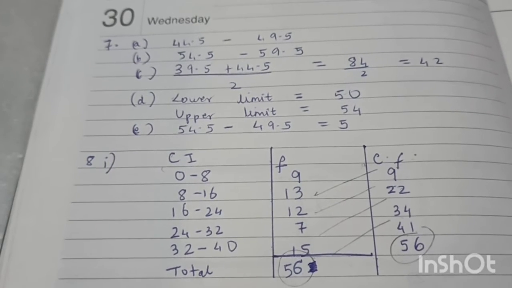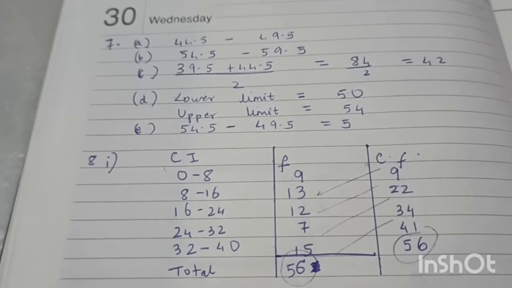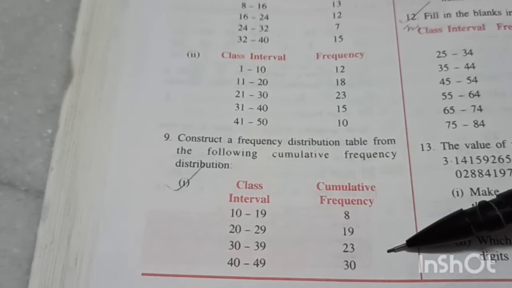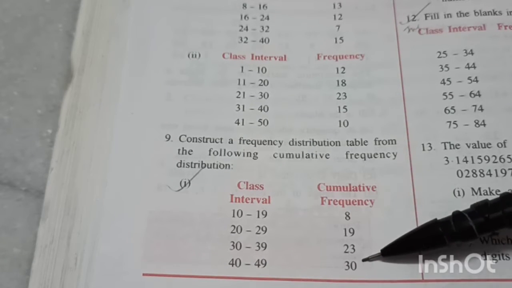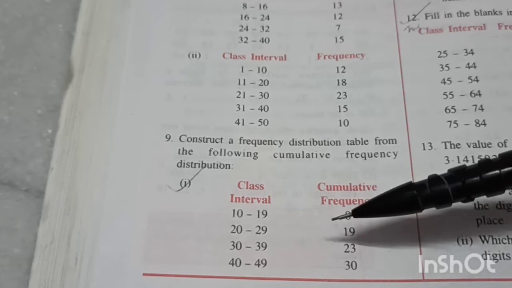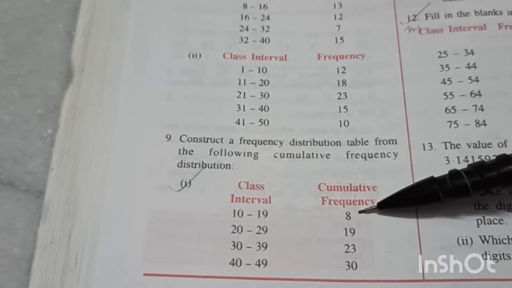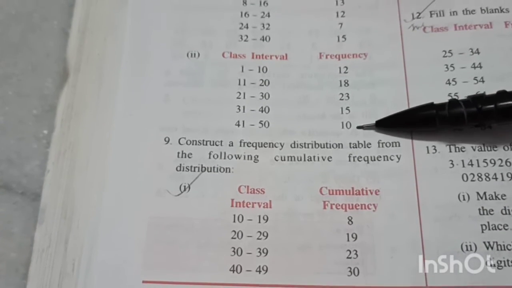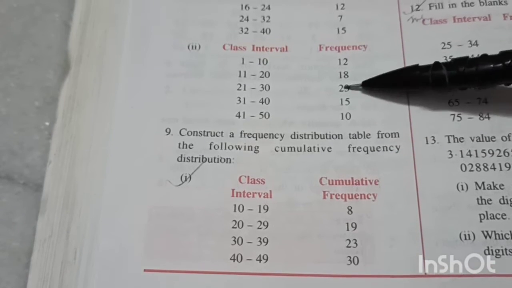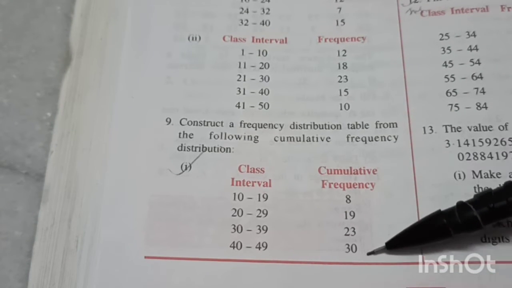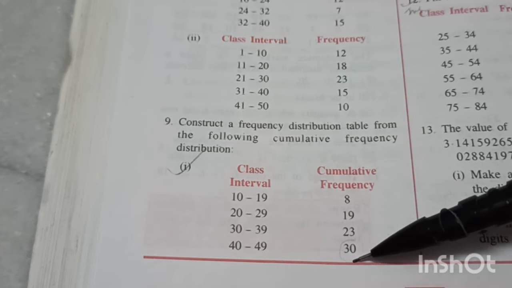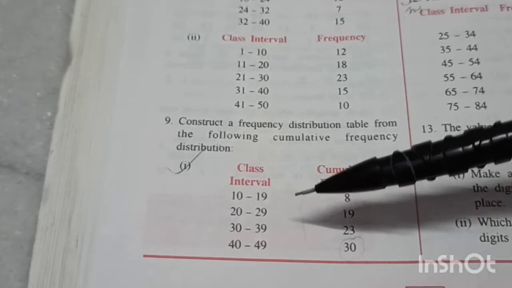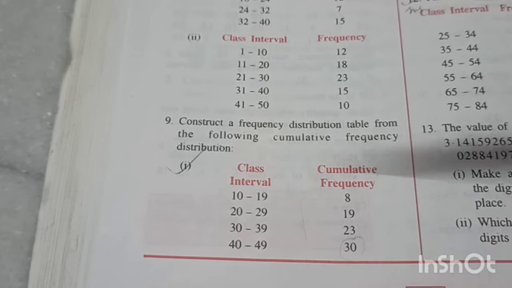Let's go to the next sum, 9.1, which is the reverse of 8.1. In 9.1, they have given the class intervals and the CF, and of course CF always increases. It can never decrease in the less than type. So that's a big difference between frequencies and cumulative frequencies, because frequencies can increase or decrease, it's random looking at the table, but cumulative frequency always increases. And this last cumulative frequency is actually the total of all the frequencies.